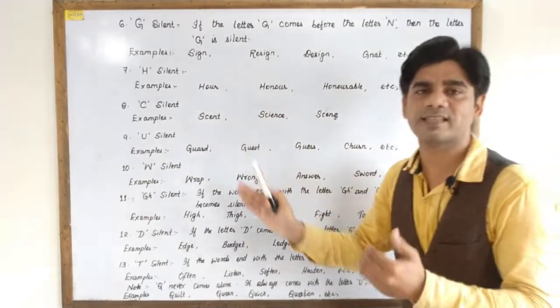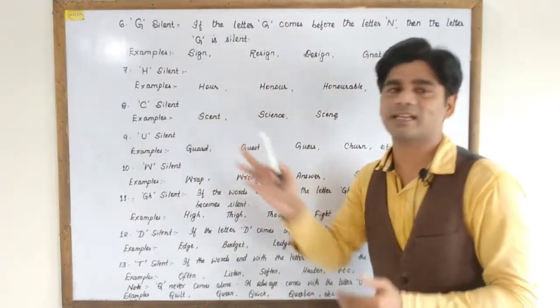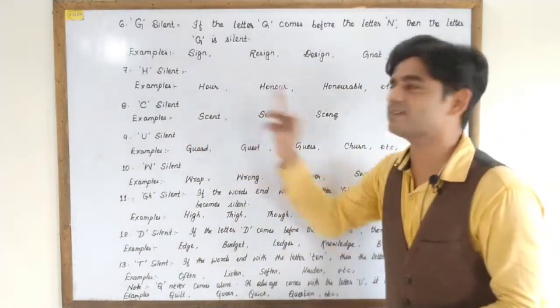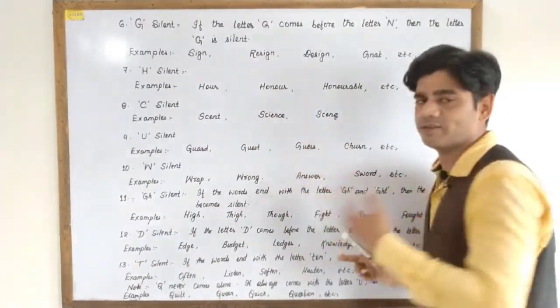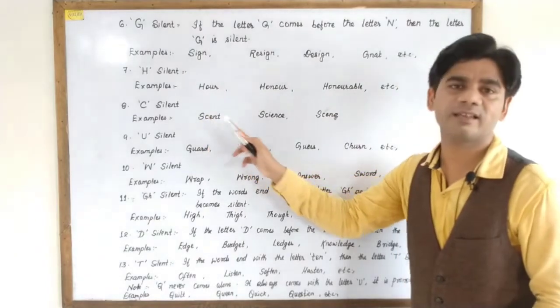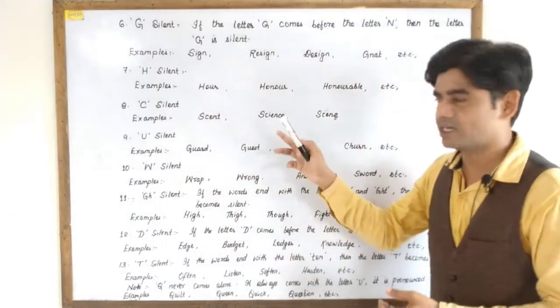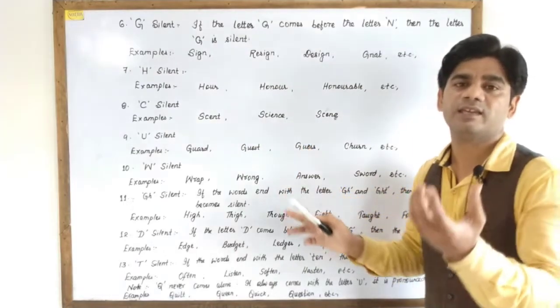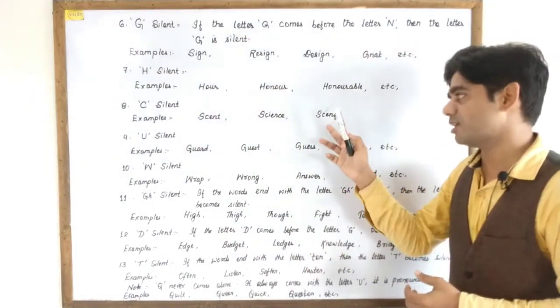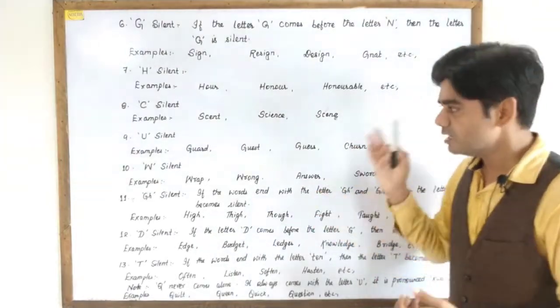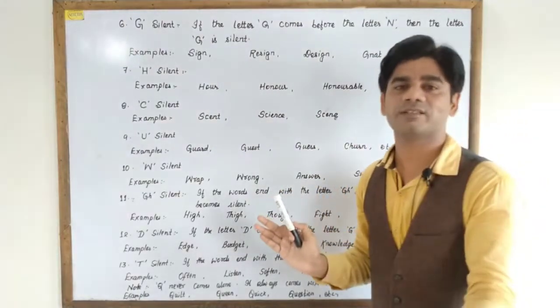Now we are moving to the next silent letter, that is C silent letter. So we will understand this with some examples. See here, S-C-E-N-T, scent. Another example we have S-C-I-E-N-C-E, science. Now another example we have is S-C-E-N-E, scene.